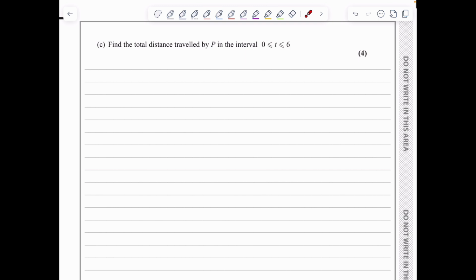Now in part C, we are asked to find the total distance traveled by P in the interval of 0 to 6. So the total distance traveled during the first 6 seconds of motion. Now we've got the expression for the velocity here. I'm about to sketch this. I'm looking at the quadratic with a negative coefficient for the quadratic term, so it's a sad face parabola. It's cutting the horizontal axis, the t-axis, at 4 and 6, because these are the values of t we found in part B, for which the particle is momentarily at rest.